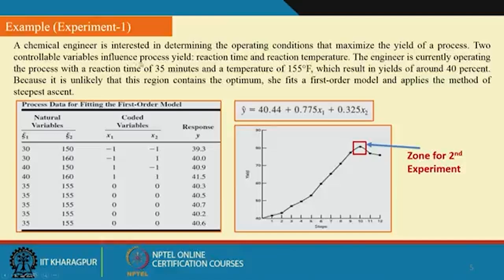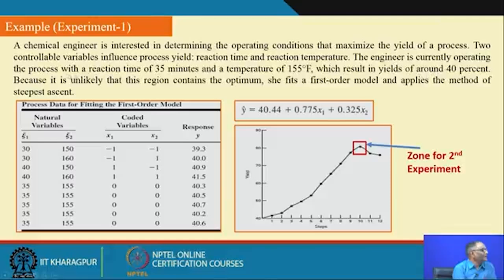Two controllable variables influence the process yield: reaction time and reaction temperature, and these are the natural variables. The engineer is currently operating the process at a reaction time of 35 minutes and a temperature of 155 degrees Fahrenheit, which results in yields of around 40%.